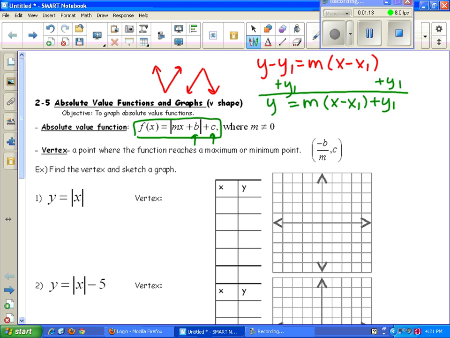For absolute value equations and graphs, we have what we call a vertex on our graph. A vertex is a point where the function reaches a maximum or minimum point. If it's at the very bottom, we call it a minimum vertex. If it's at the very top, it's a maximum vertex. There is a specific way to find the vertex of your equation, by using this formula right here: negative b over m comma c. Negative b over m is your x value and c is your y value.